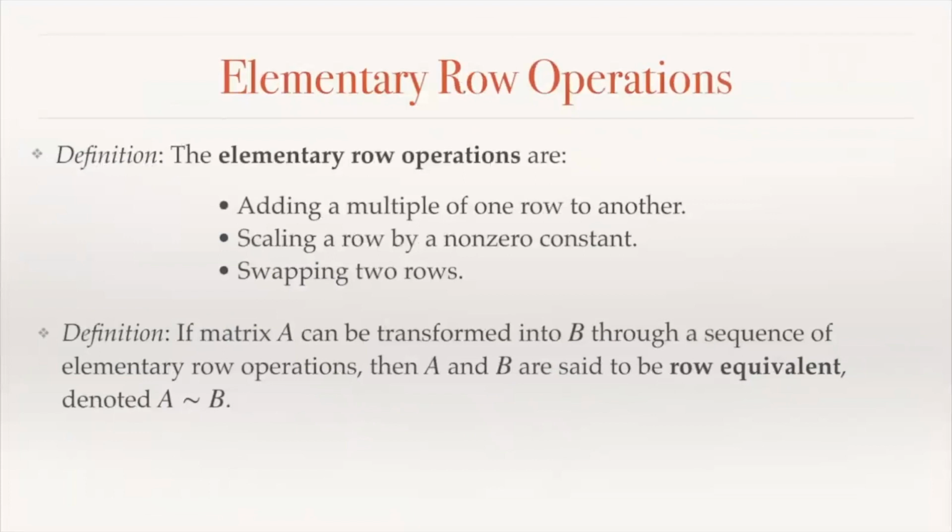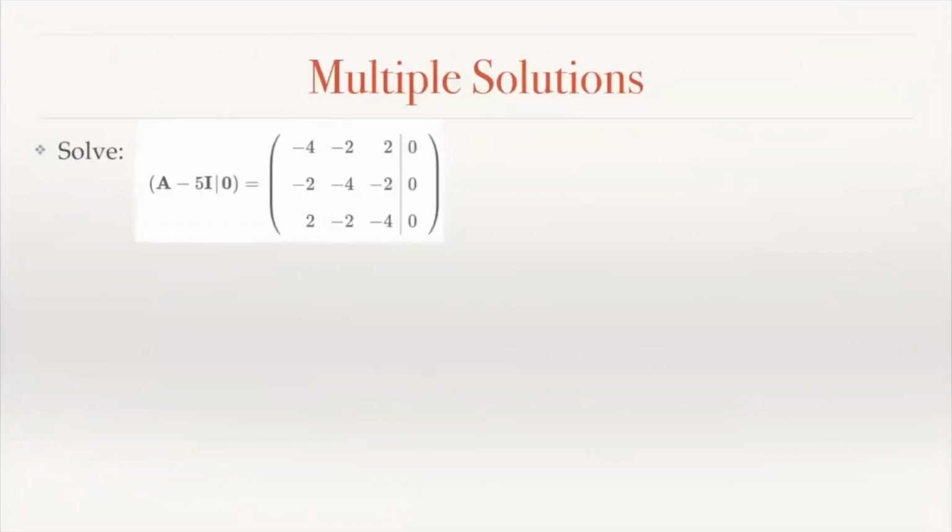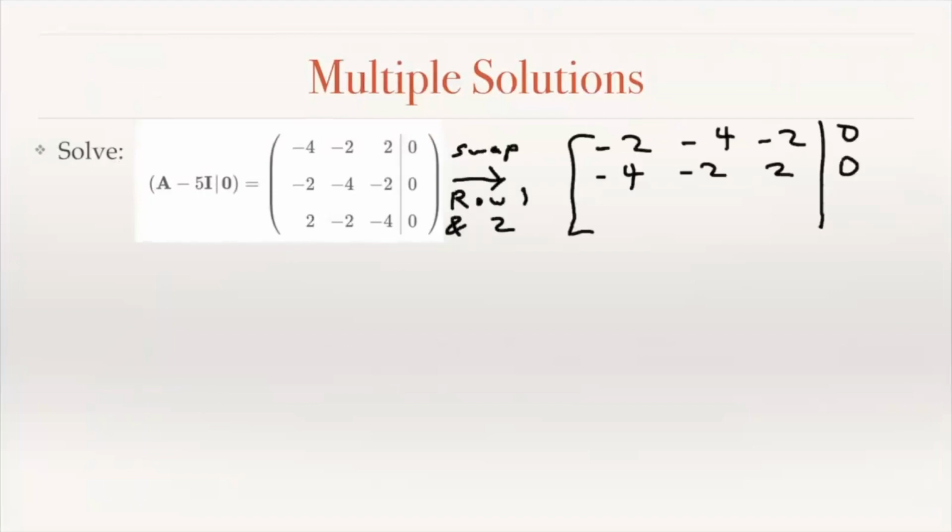Each row is an equation, and we can add a multiple of one row, one equation, to another. We can scale a row by a non-zero constant. That one is multiplying both sides of the equation by a non-zero constant. And we can swap two rows, which is the same as just swapping two equations, writing the same equations in a different order. So to avoid fractions, let's swap rows 1 and 2. Okay, we've swapped those first two rows.